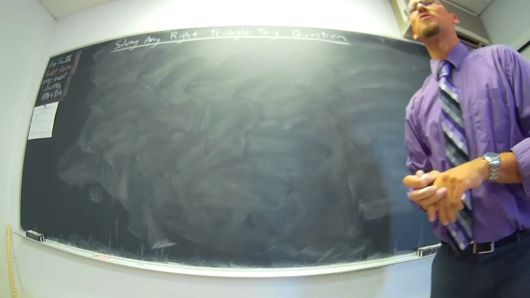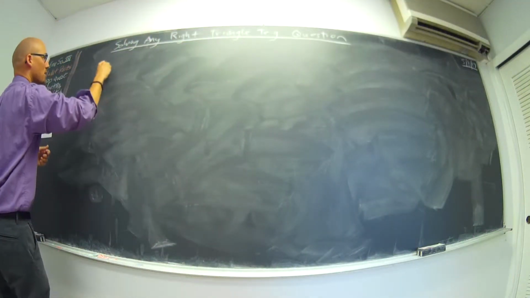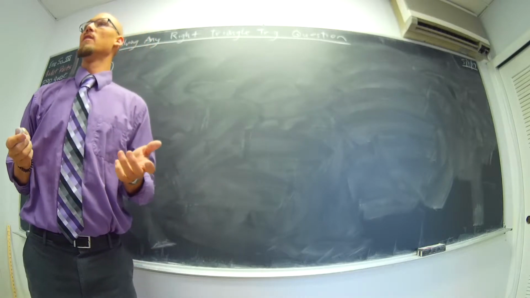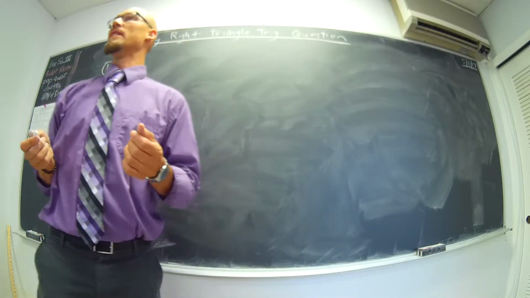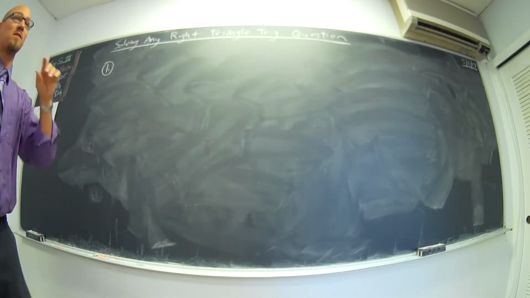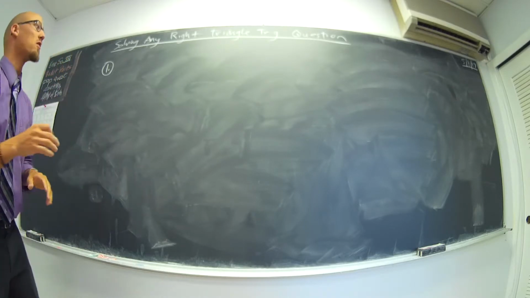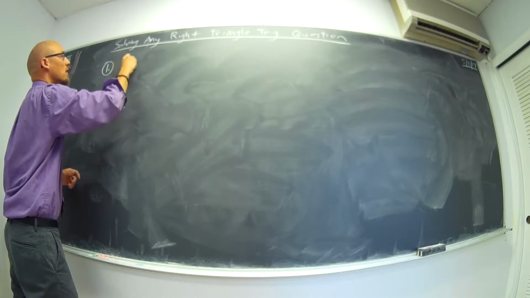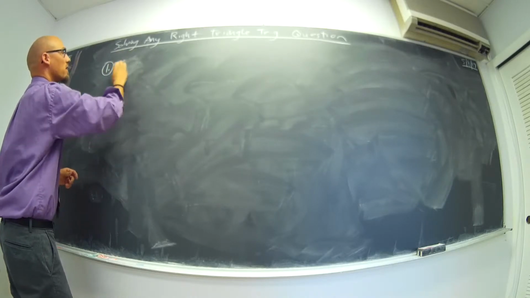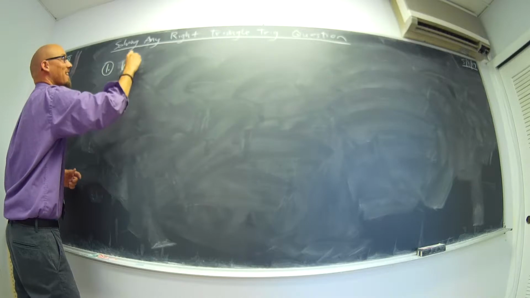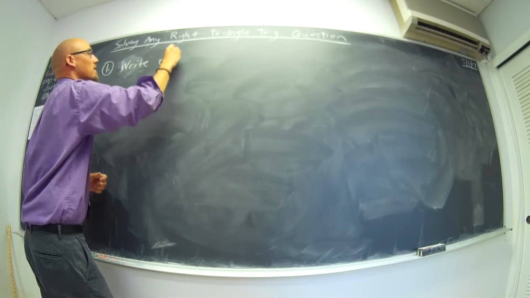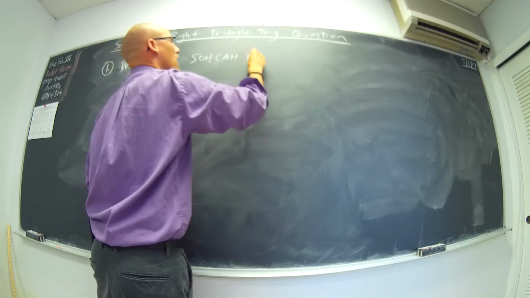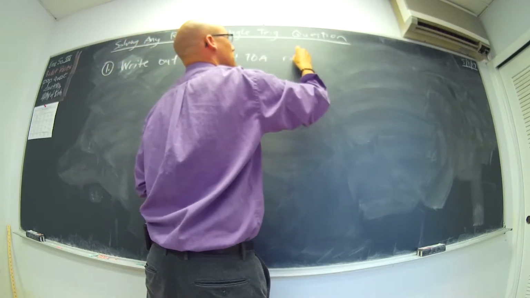As soon as you see a right triangle trig question, and you know it because there's a right triangle, it ain't rocket surgery. As soon as you see a right triangle and there's some sides and angles, automatically write out SohCahToa ratios.